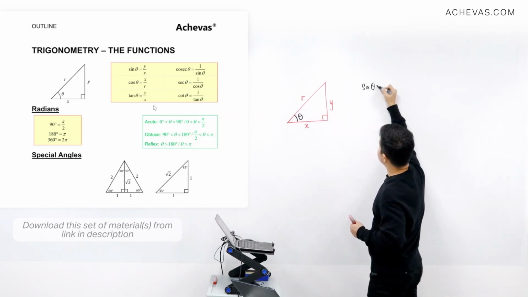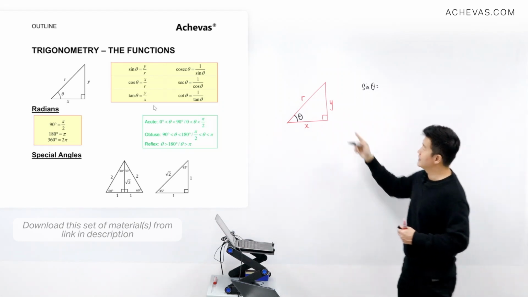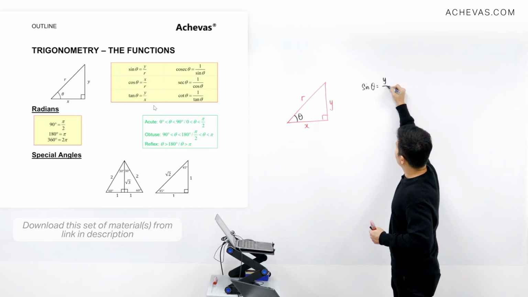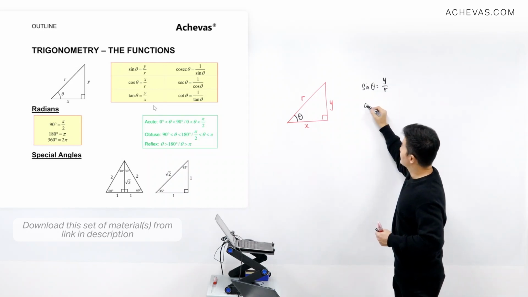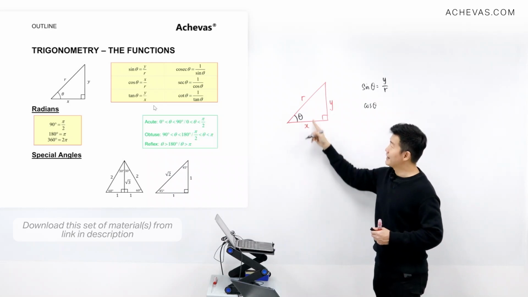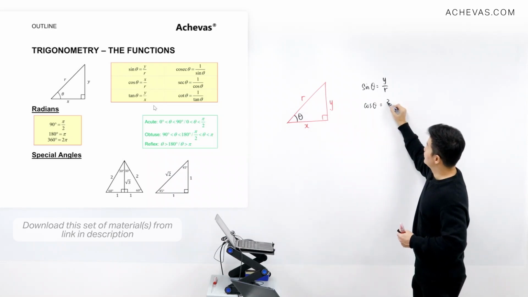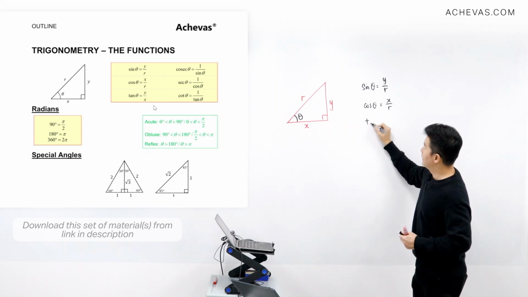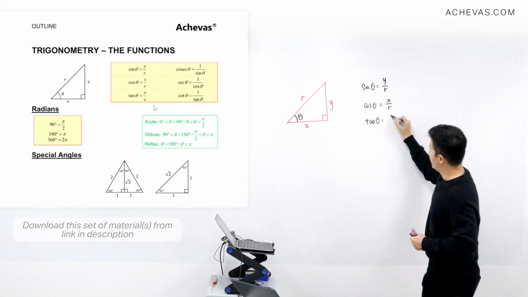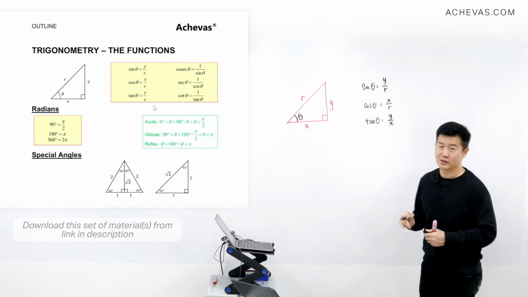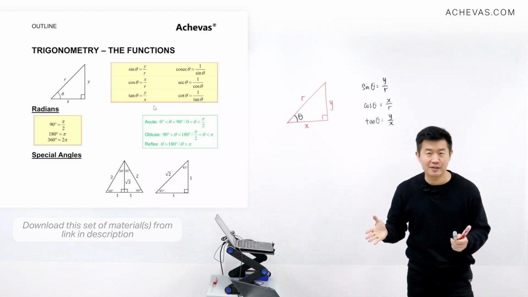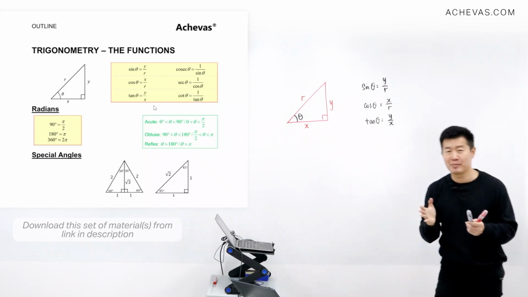So sine of this angle theta is defined as y over r. So this length over r. And cosine of this same angle here is defined as x over r. So this is going to be this over this. And tangent of this angle is defined as y over x. So this over this, okay, which is sort of not that easy to memorize, but it is in our syllabus and I really need you guys to memorize.